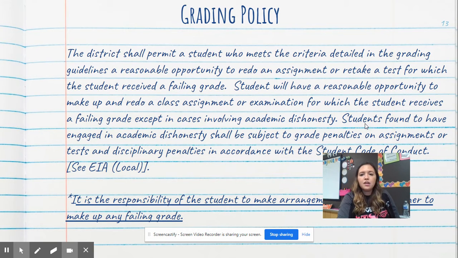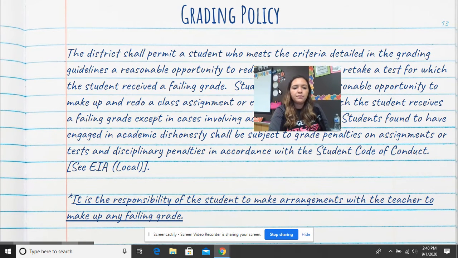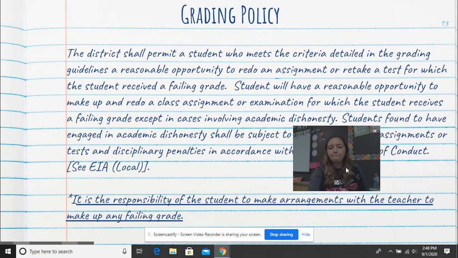academic dishonesty. Students found to have engaged in academic dishonesty shall be subject to grade penalties on assignments or tests and disciplinary penalties in accordance to the Student Code of Conduct. It is your responsibility as the student to make arrangements with the teacher to make up any failing grade. All right, the next slide.